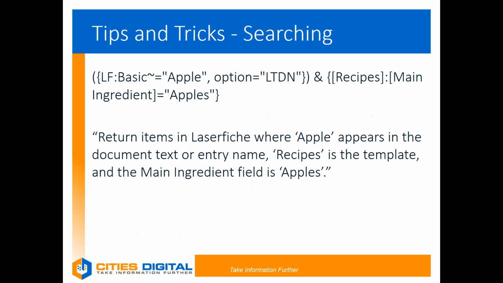And here you can see a little more up close, so you can see a little bit more of the details of those operators in use. Here we have this complicated syntax, and you obviously can't just read that, right, unless you're an expert in syntax. And that's how it translates into something we can understand. This syntax returns items in Laserfiche where Apple appears in the document text or entry name, recipes is a template, and the main ingredient field is apples. That would be really hard to configure in just a search. You can't type that in the search box, right? That's going to return a crazy amount of results or no results because it's not going to understand what you're talking about.